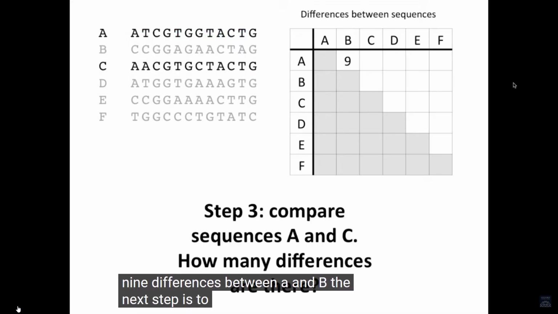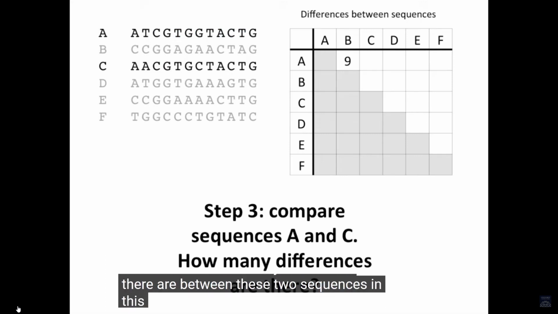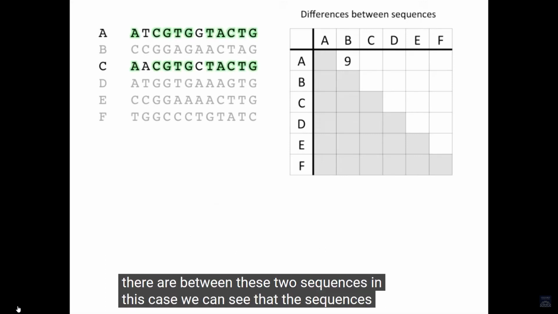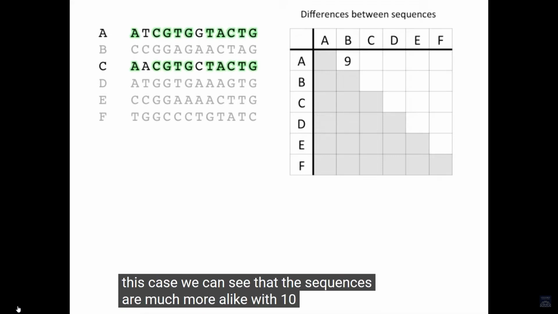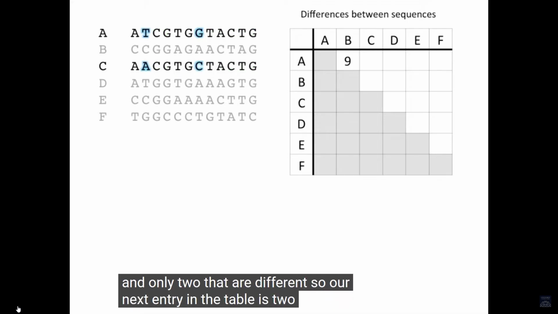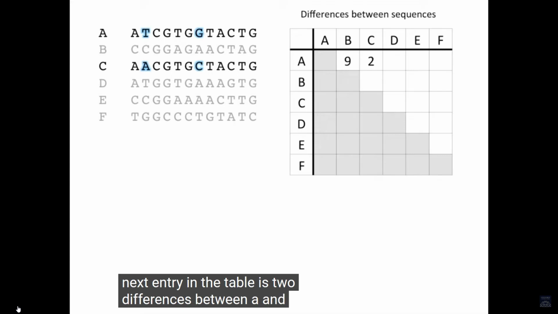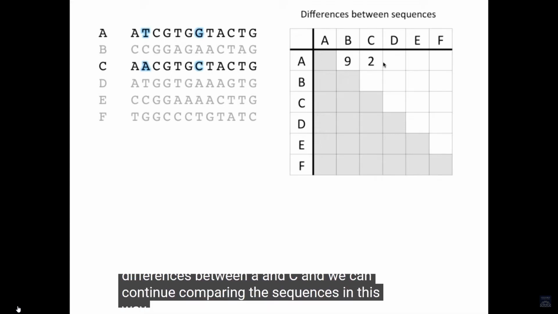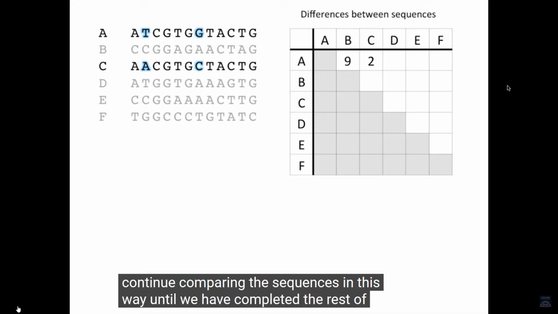The next step is to compare sequences A and C to determine how many differences there are between these 2 sequences. In this case, we can see that the sequences are much more alike, with 10 positions that are the same between the sequences, and only 2 that are different. So our next entry in the table is 2 differences between A and C.